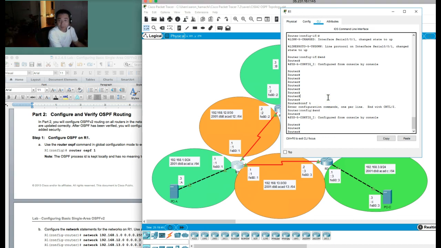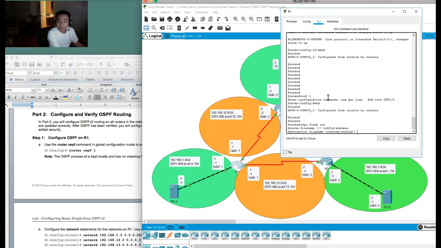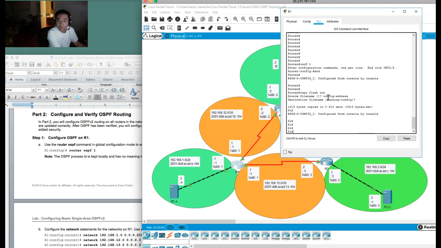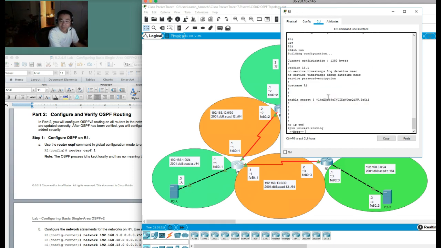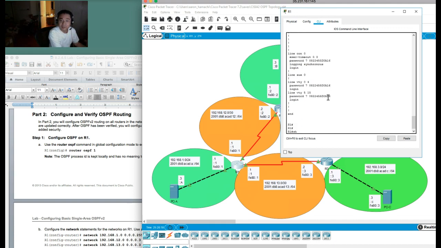Okay. Looks like on router 1, I need to copy from flash to run config. Okay, so that just had my configs and everything saved. Show IP protocol, make sure we don't have OSPF running.